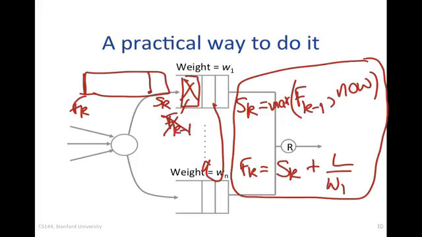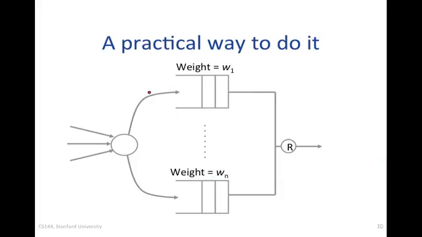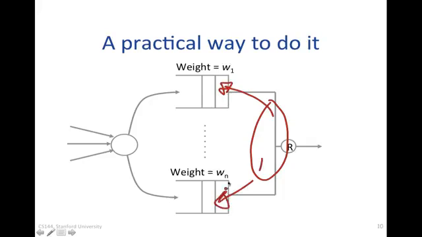And then what we're going to do is service the packets. In other words, we're going to take the packets from head of line. So here is a scheduler. It's going to be examining the head of line packets, and it's going to pick the one with the lowest F, the lowest finishing time. So it'll pick the packet with the lowest finishing time. That's what the scheduler does.